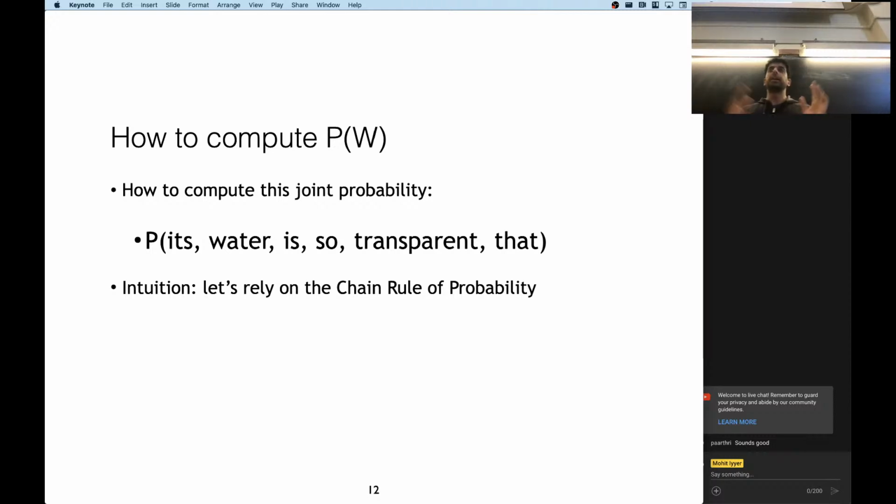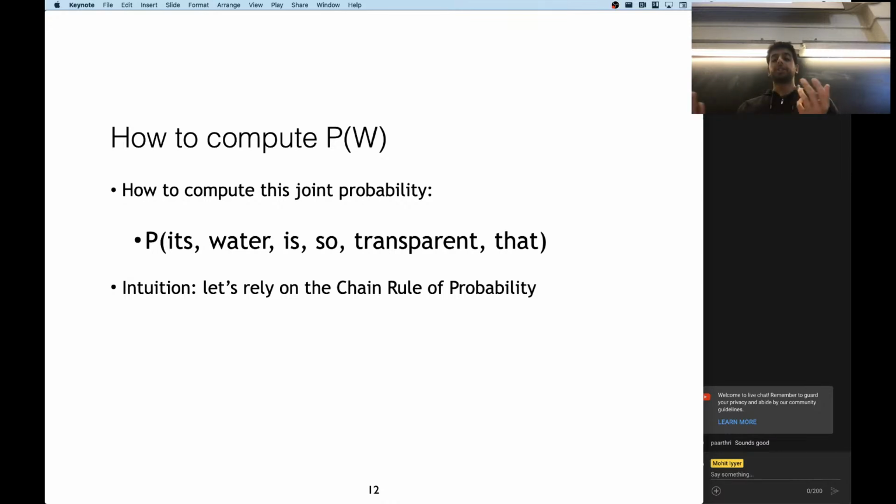Okay, so let's take a look at how these two things can be equivalent with most language models. First, we have, let's say, an example: its water is so transparent that. And we might be interested in computing the probability of this phrase. So how can we do this?